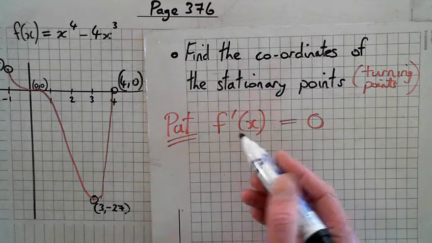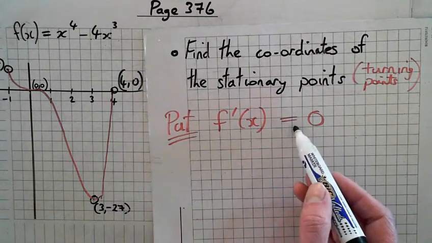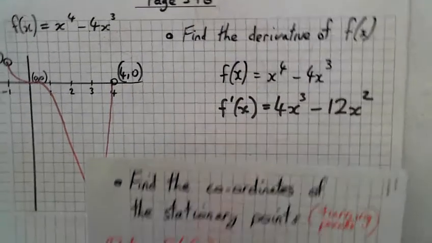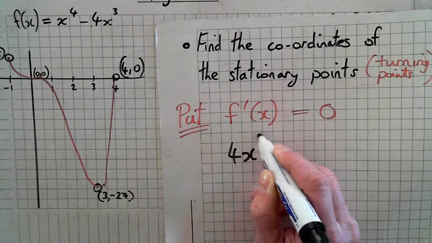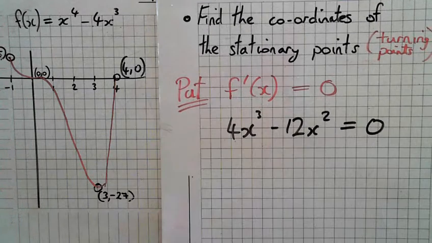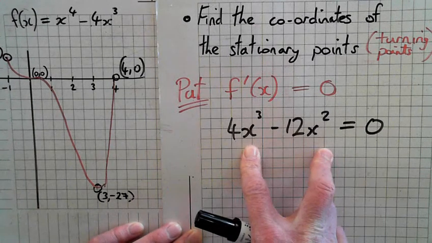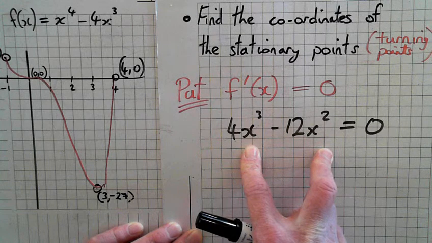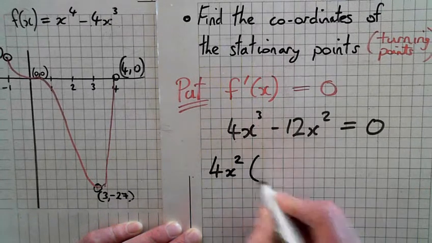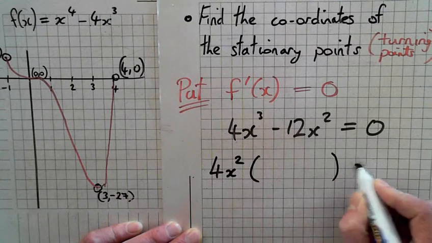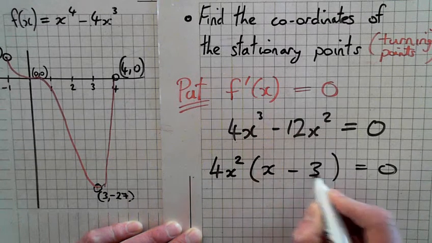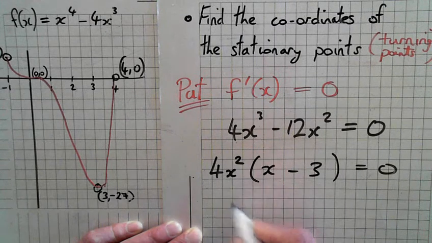So find the coordinates of the stationary points, the turning points. Right. So the second step, you put the derivative equal to 0. So we have 4x cubed minus 12x squared, put it equal to 0. Alright, what can you take out of both sides? You can take x squared. 4x squared out of the brackets. And what's left inside? X minus 3.